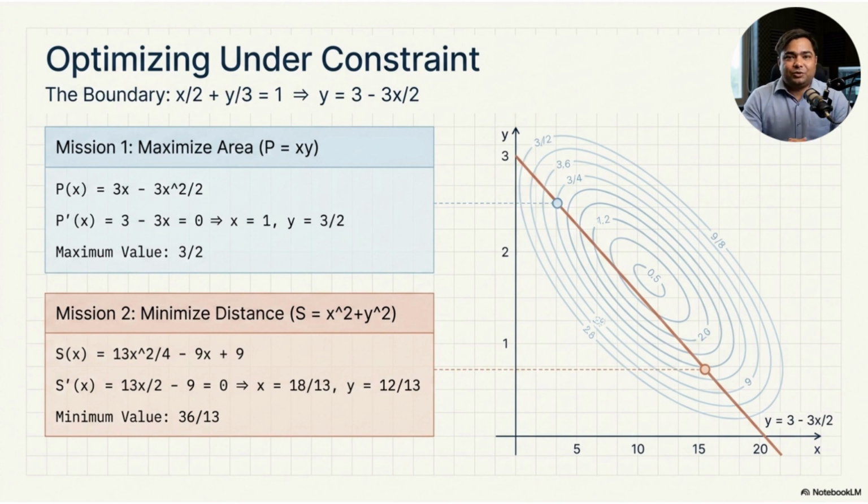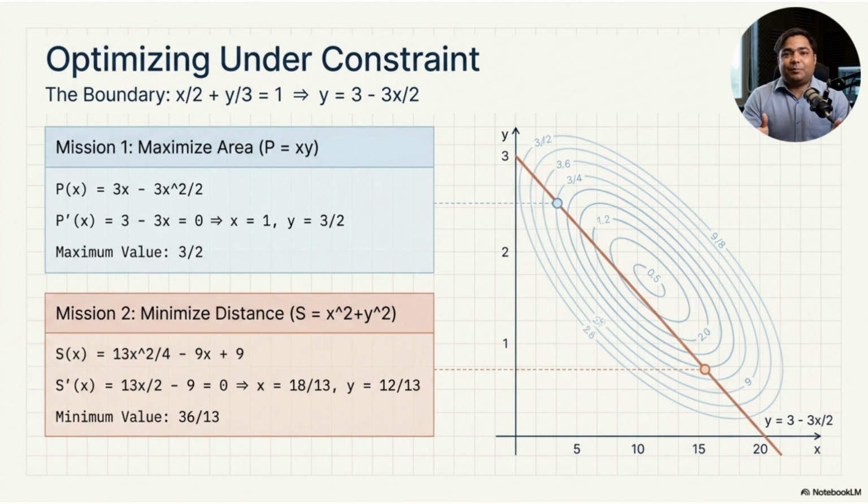Set it equal to 0. 13x over 2 minus 9 equals 0. Then x equals 18 over 13. Now we substitute x into the boundary equation. The corresponding y value is y equals 12 over 13. The minimum distance squared becomes 36 over 13.